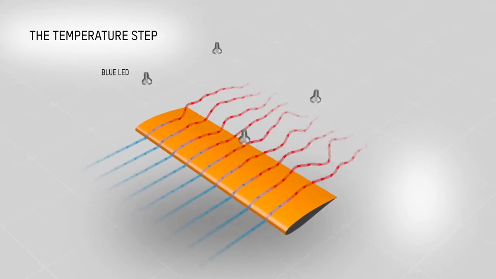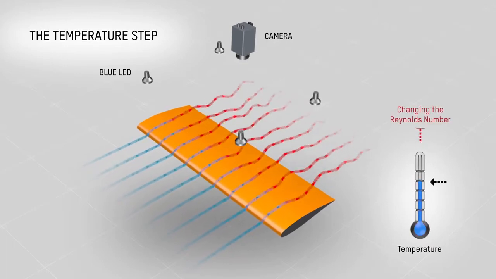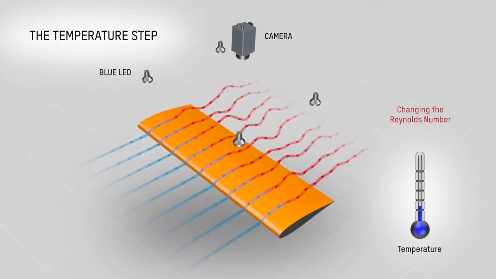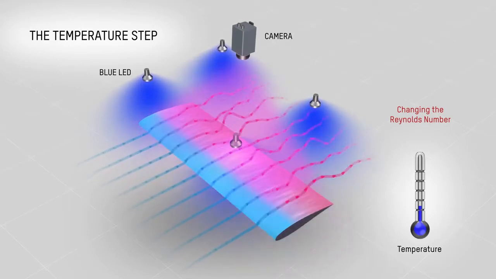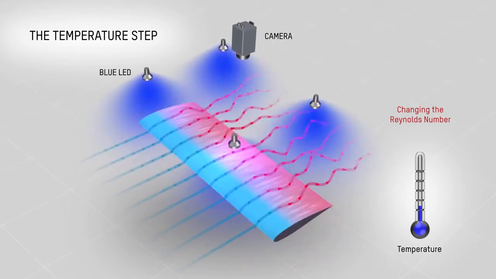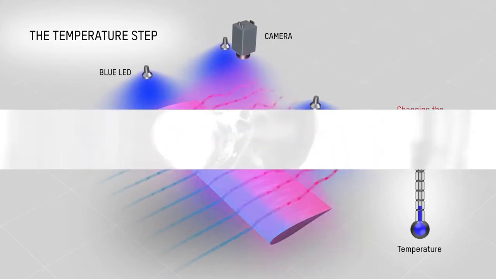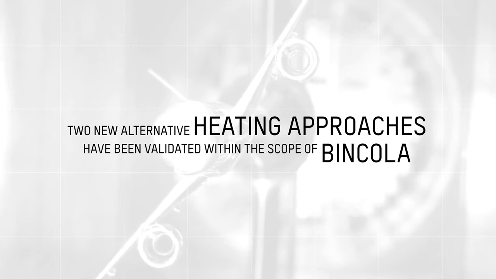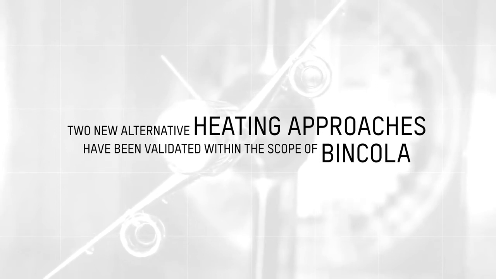However, this approach reveals a deficit. Changing the temperature also changes the Reynolds number, which may influence the results. Furthermore, performing transition assessment during a continuous pitch polar, therefore varying the angle of attack of the model, is not feasible. To overcome this drawback, two new alternative heating approaches will be validated within the scope of BinCola.